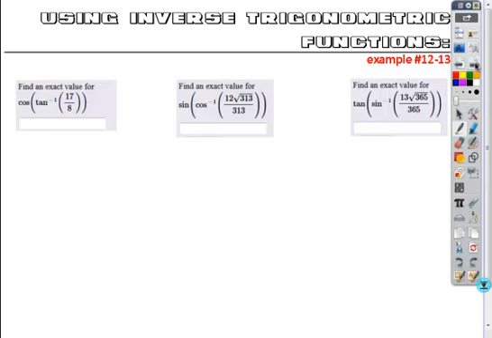Okay, what you're going to do for this type of question is create a right triangle to use as a reference. If I create a right triangle as a reference here, and I assign one of my acute angles to be theta, it can be either one.